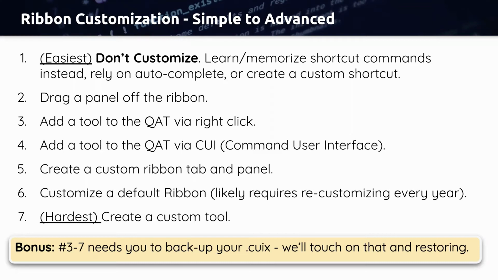The next one, I really like this one, is just adding a tool to the quick access toolbar. So you can either do that via right click, which we'll see, but there's some circumstances where right click won't work. So you will want to use the CUI command, user interface, that we're going to go through. Then of course, you can create a custom ribbon tab or panel. We're going to go through that.